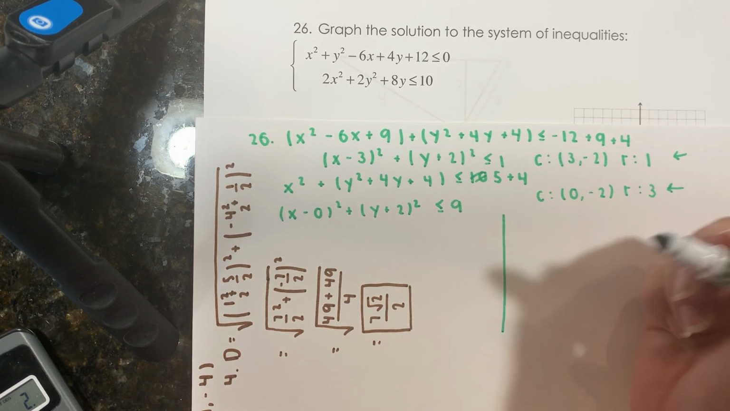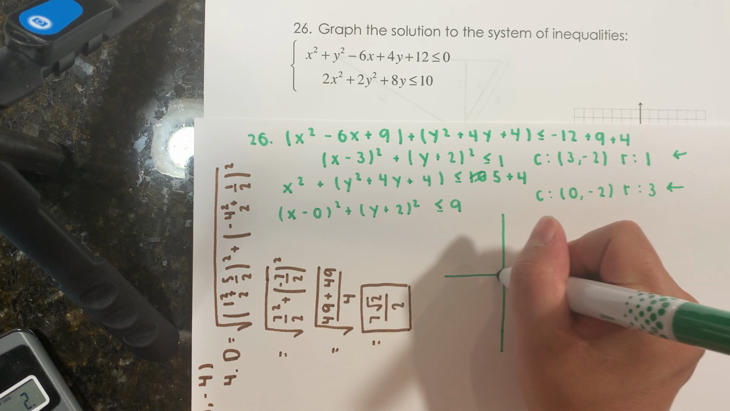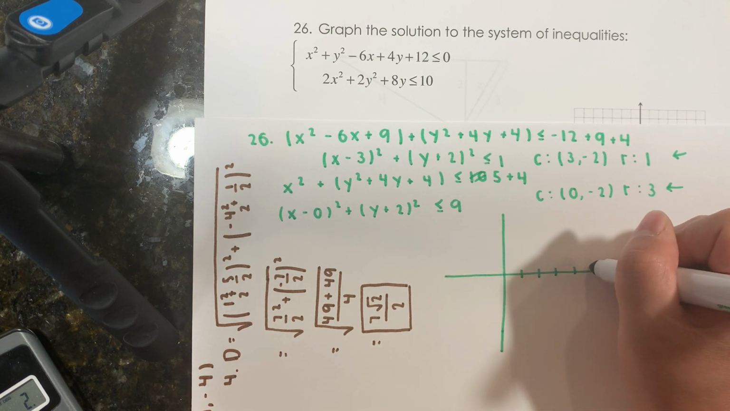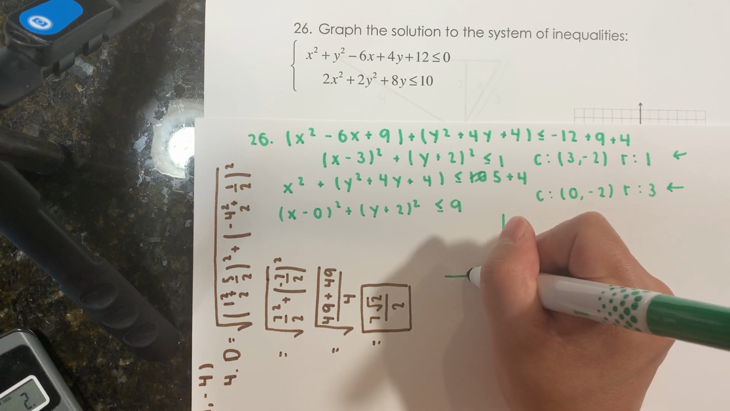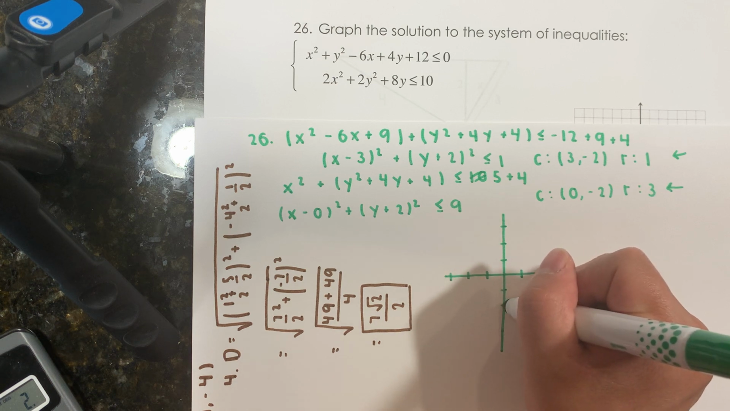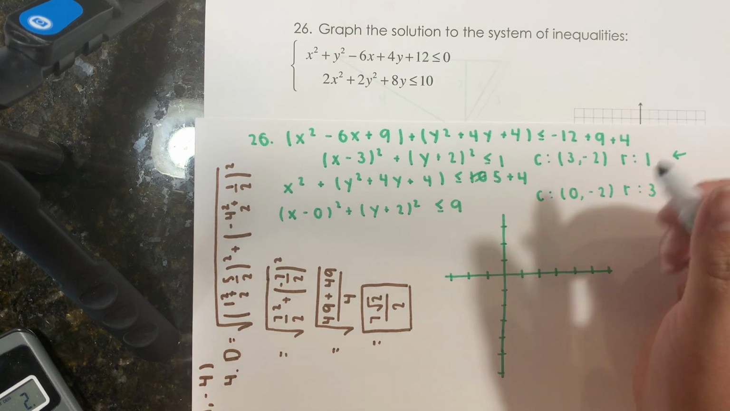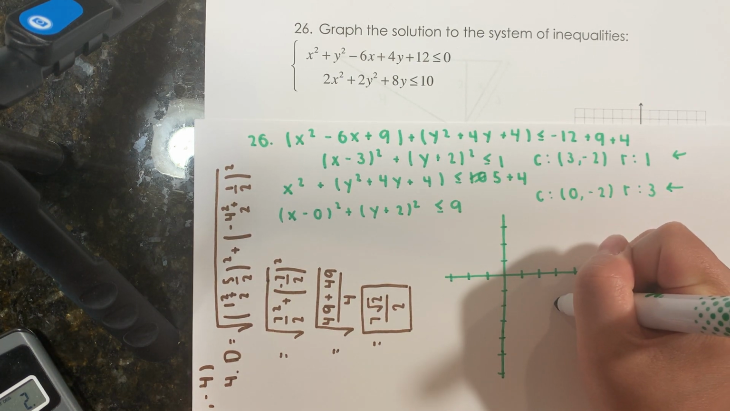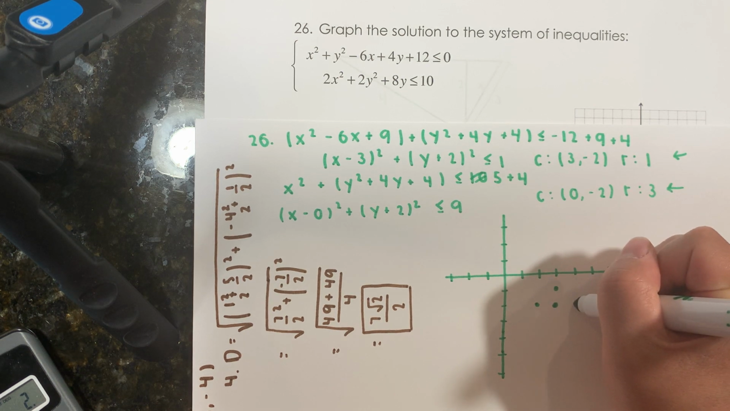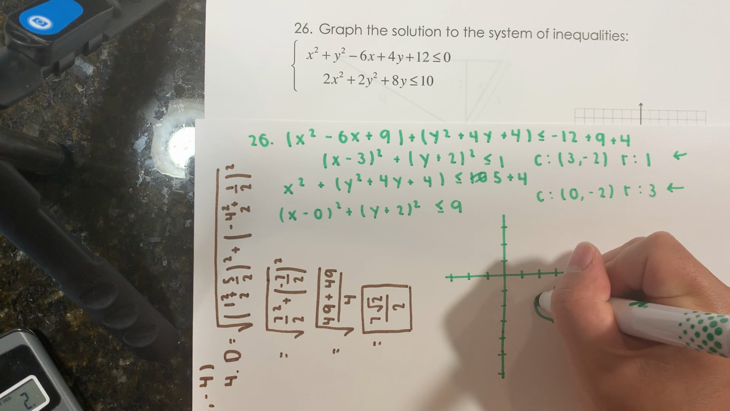Now I need to diagram this. So I'm going to go 3, negative 2, and then my radius is 1. So I'll just go up 1, to the left 1, to the right 1, and then down 1. And this would be my circle.